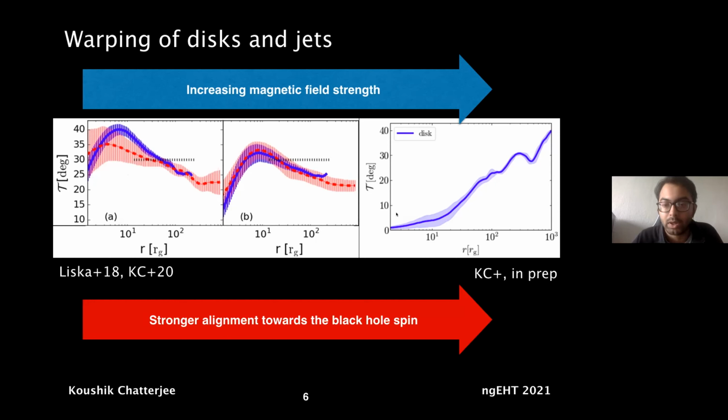And finally, when the magnetic fields become dynamically important, that is, when you have, for example, a magnetically arrested disk scenario, the usual profile that we saw from the weaker field scenarios goes away, and you have a disk which is more or less aligned within the first few gravitational radii, and then warps away at a few tens of gravitational radii, but in the other direction.